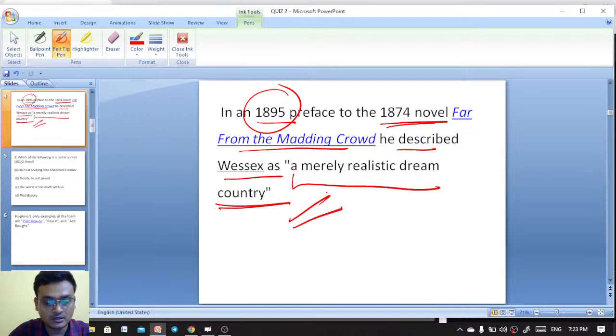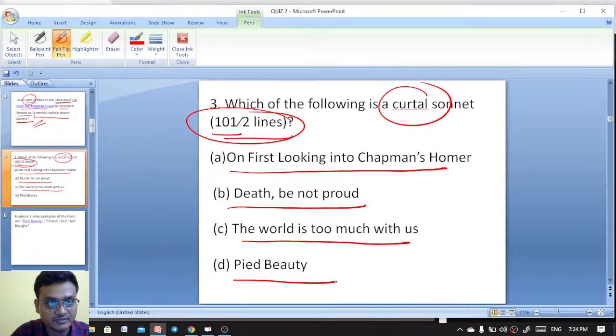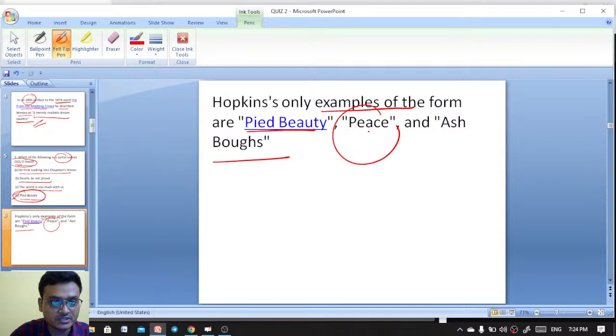Which of the following is a curtal sonnet? The options are On First Looking into Chapman's Homer, Death Be Not Proud, The World Is Too Much with Us, and Pied Beauty. The curtal sonnet was introduced by Gerard Manley Hopkins in three poems, one of them being Pied Beauty. The other two poems are Peace and Ash Boughs. These are the three works where Hopkins used the curtal sonnet.